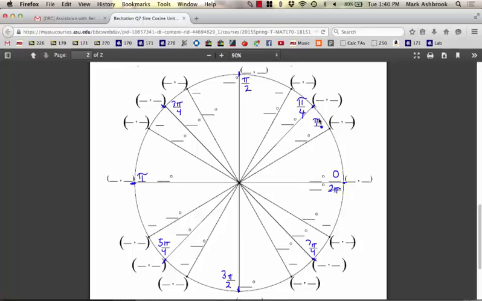Pi over 6. So we're splitting up pi over 2, which is one quadrant, right? So we're splitting it into 3. So we're going to count by pi over 6s now. And we'll do this in red. So blue is the pi over 4, so we'll do red here. So pi over 6. And we're going to count 1.